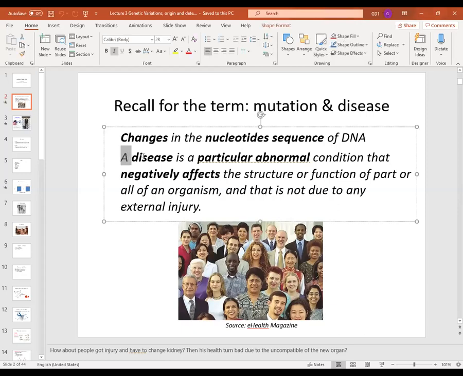The second term we need to follow is disease. Like you see in the text here, it is a particular abnormal condition in your body that has a negative effect, and it affects the structure and the function of part or all of your body. It is not due to any external injury.